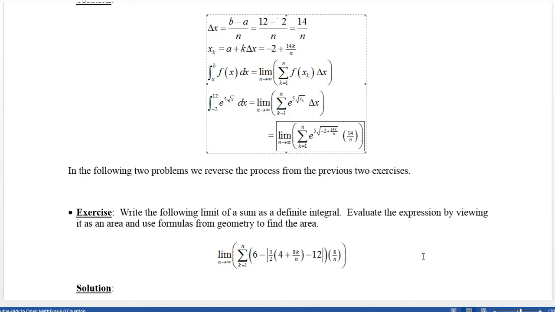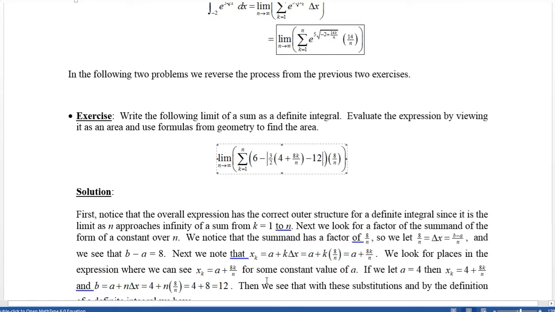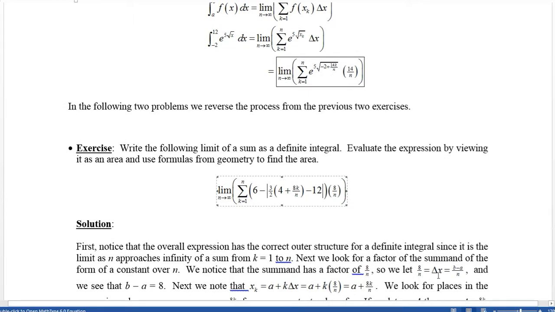Okay, so the first thing is to notice it at least has the same basic form that we want for an integral, at least in terms of the outermost structure. It is a sum from k equals 1 to n of something, and then we take the limit as n goes to infinity. That's good news. This something should be f of x sub k times delta x. Now remember, delta x is going to be of the form some constant over n. So delta x is b minus a over n, and so we need some constant over n as a factor. Can we see that up here? Yeah, see this 8 over n? That must be our b minus a over n.